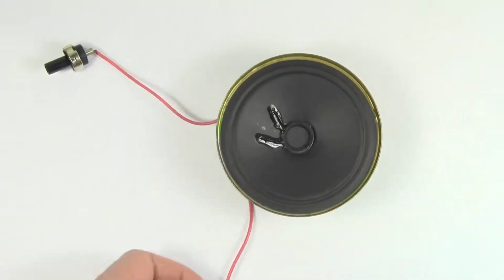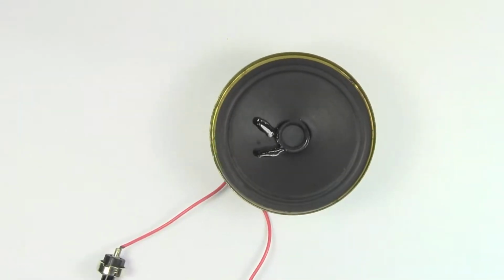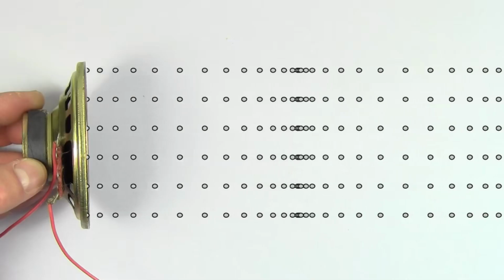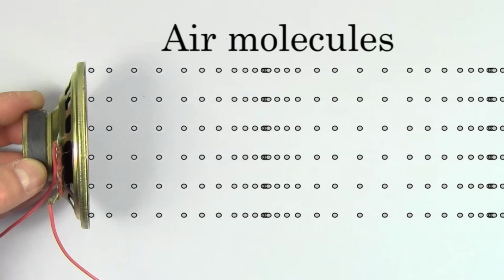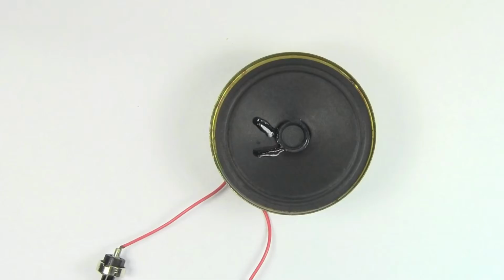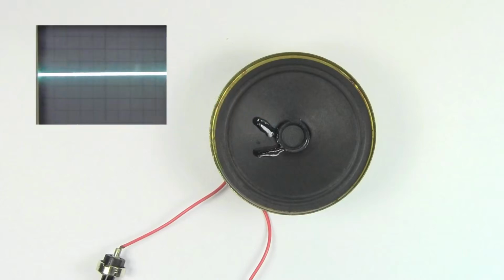This is what a sound wave sounds like. But what does a sound wave look like? Well, the air through which the sound wave is traveling looks something like this. But if you want another visual representation of the sound, we can hook this speaker up to an oscilloscope and it gives us this graph.